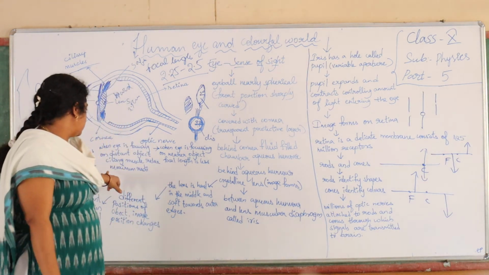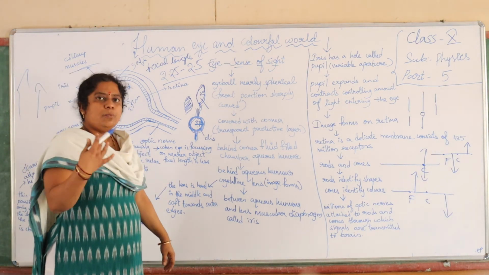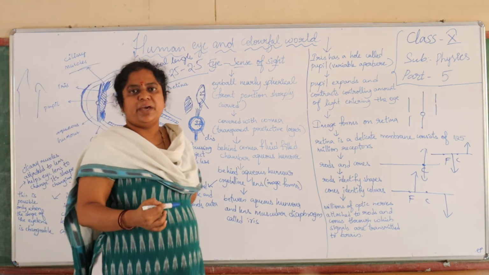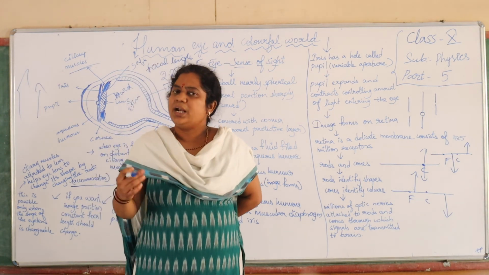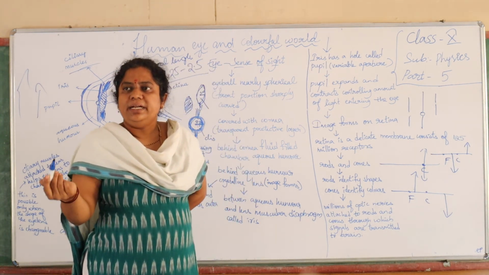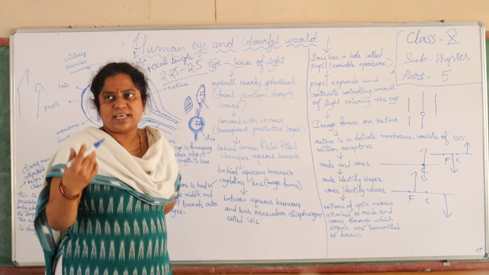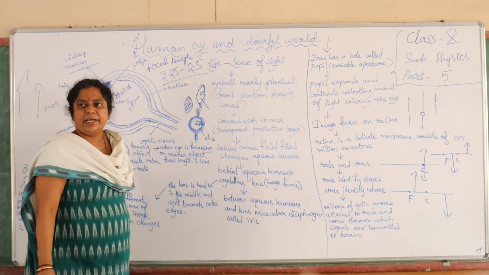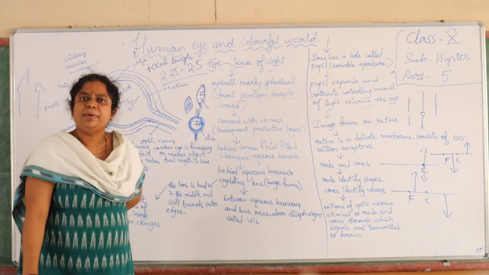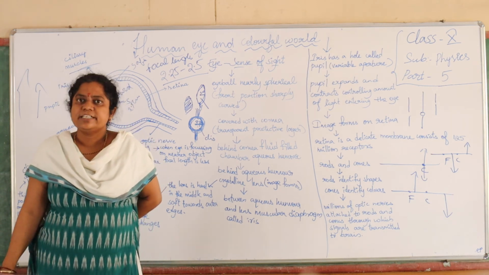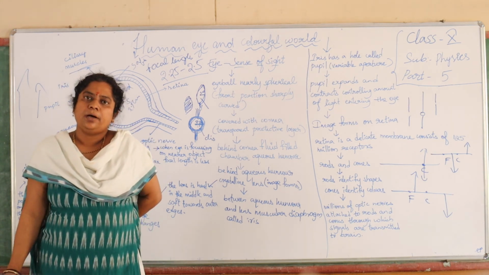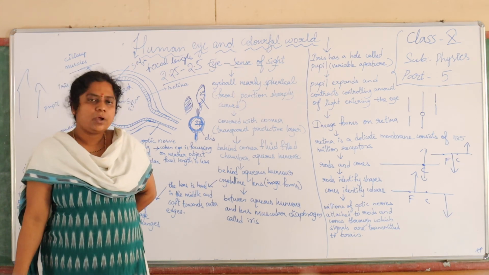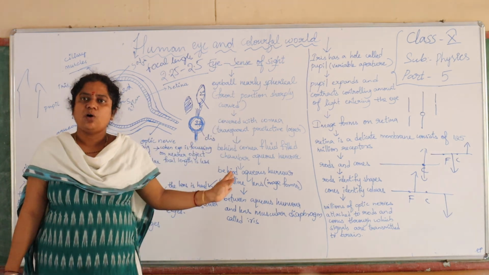In this chapter you may get questions like why the pupil is called a variable aperture. The pupil is called a variable aperture because it is able to change its size. And what is accommodation? Accommodation means the capability of the lens to change its shape or its focal length. So this is the structure of the eye.